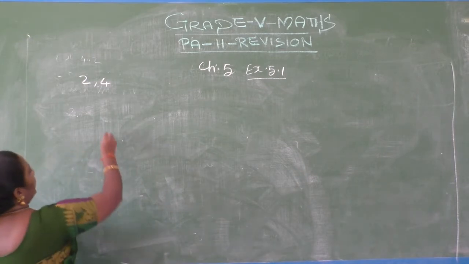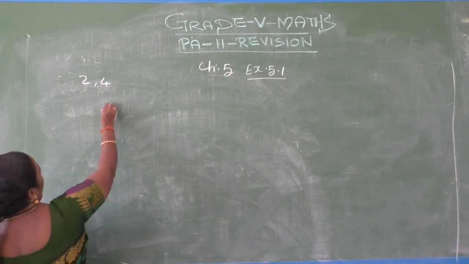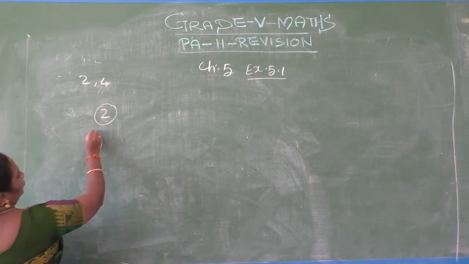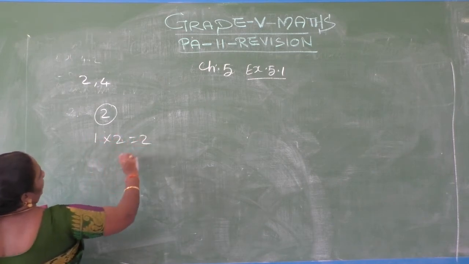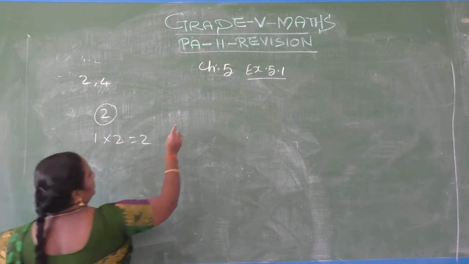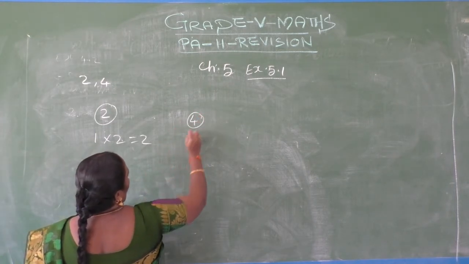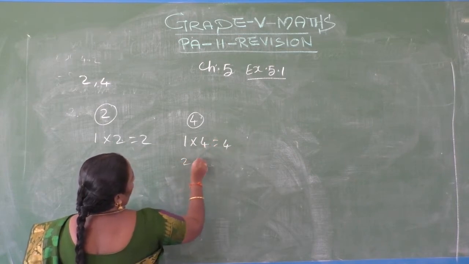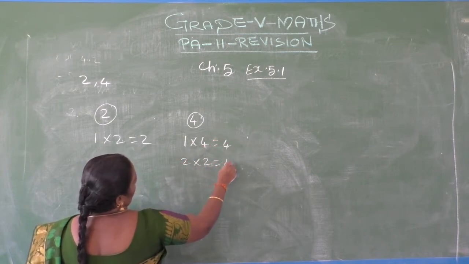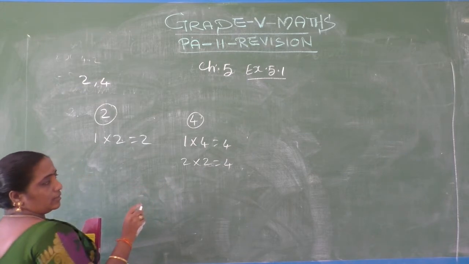So first I am finding the factors of 2. What are the factors of 2? 1 times 2 is 2, because 2 is a prime number. That's all. These are the factors. Then finding the factors of 4. What are the factors? 1 times 4 is 4. Then 2 times 2 is 4. That's all. It has 3 factors.